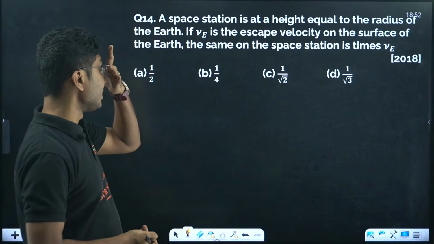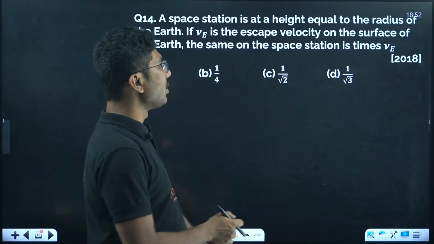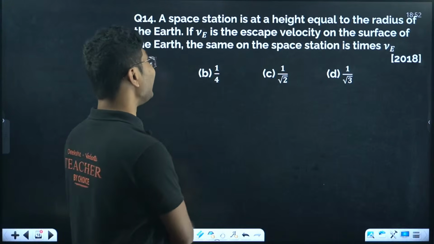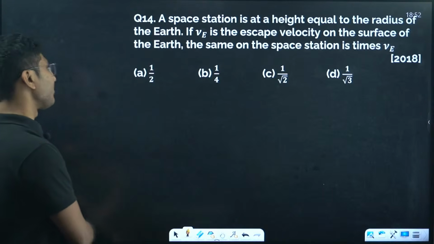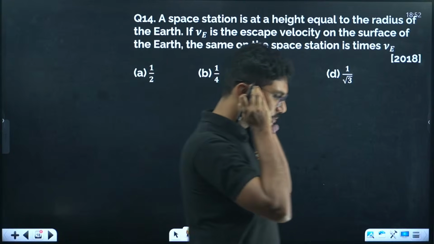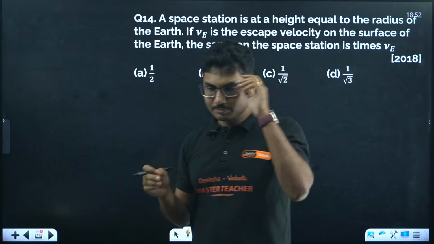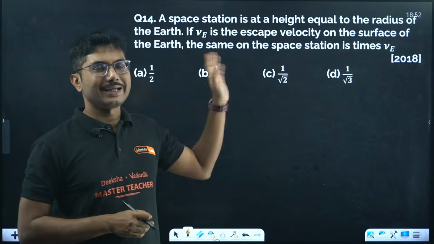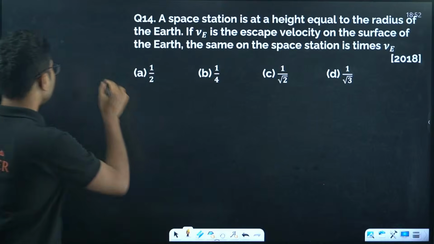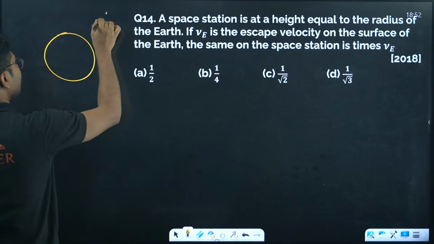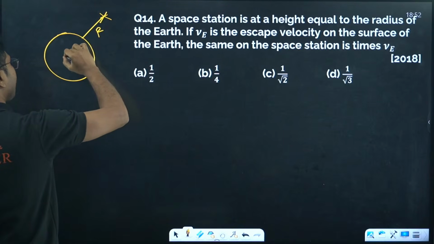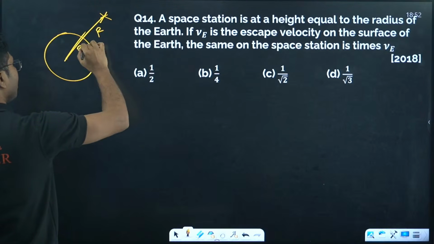Now question number 14. A space station is at a height equal to the radius of the Earth. If v is the escape velocity on the surface of the Earth, the same on the space station is? So, for example, suppose you are orbiting around the International Space Station, which is rotating at some height, say at a height of R from the surface. This is our planet Earth, this is our space station. The height is R, so the total height from the center will be R plus R.